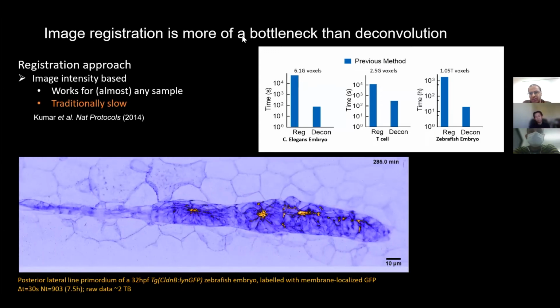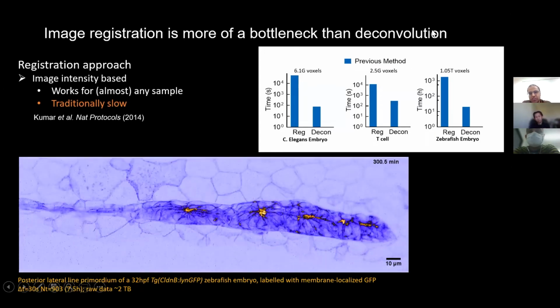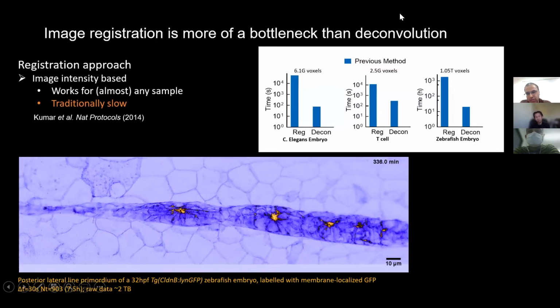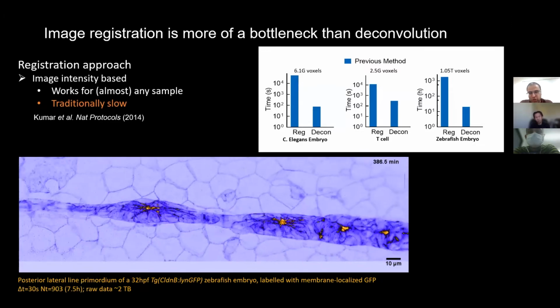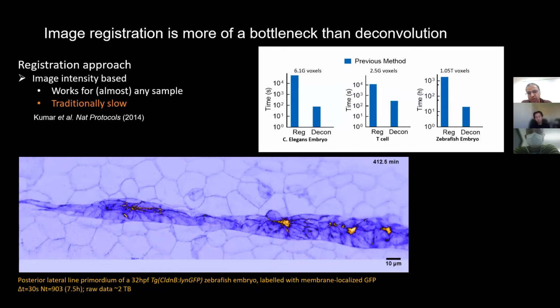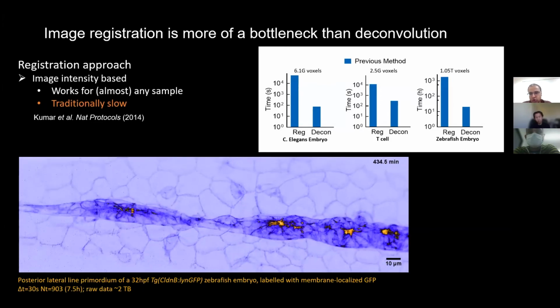Here, it would take sort of an insane amount of time to register the data, right? More than 1,000 hours using classical methods. So we realized we also had to speed up the registration as well as the deconvolution. And we were able to do that. So there were kind of 2 tricks.